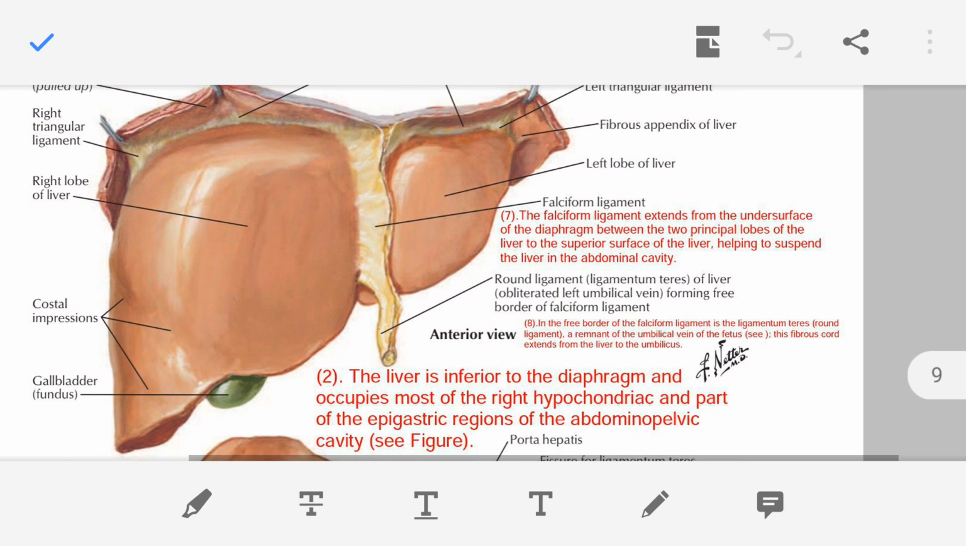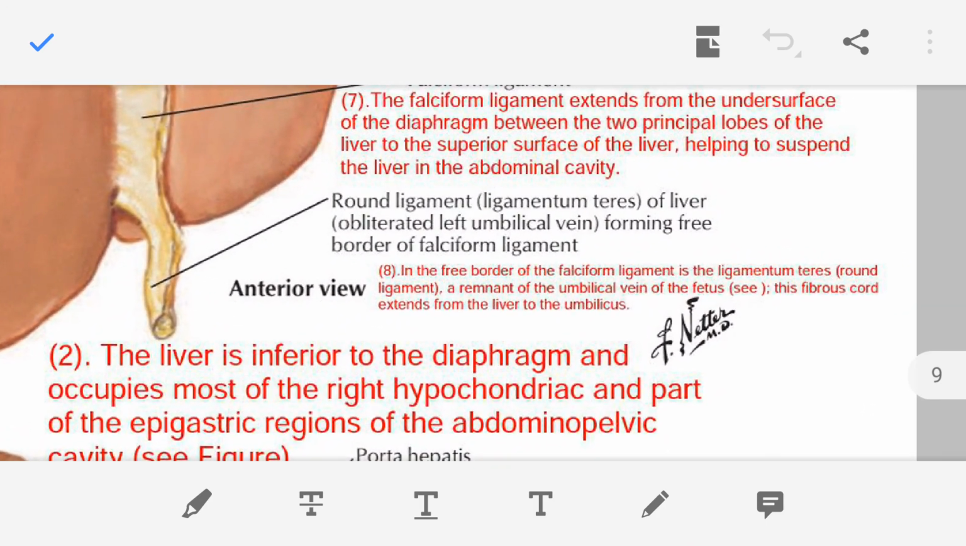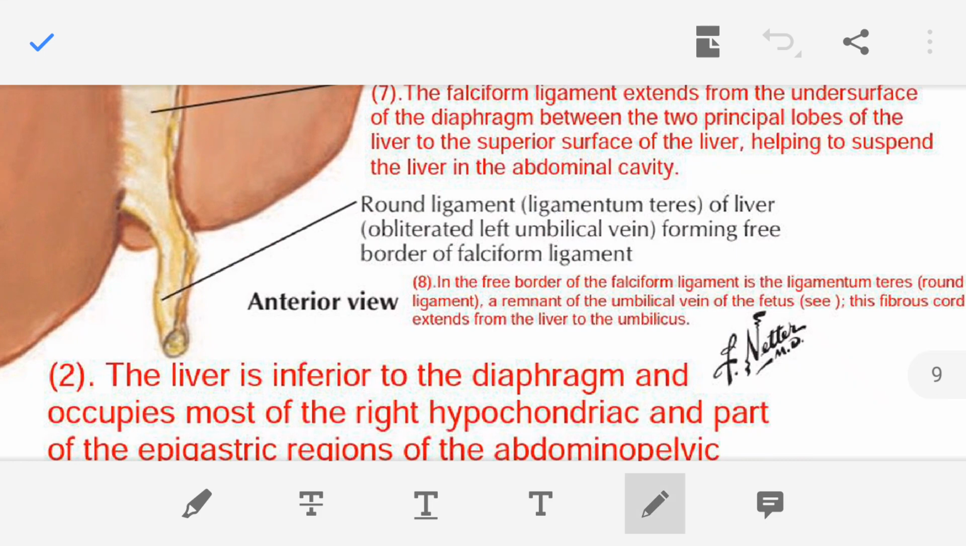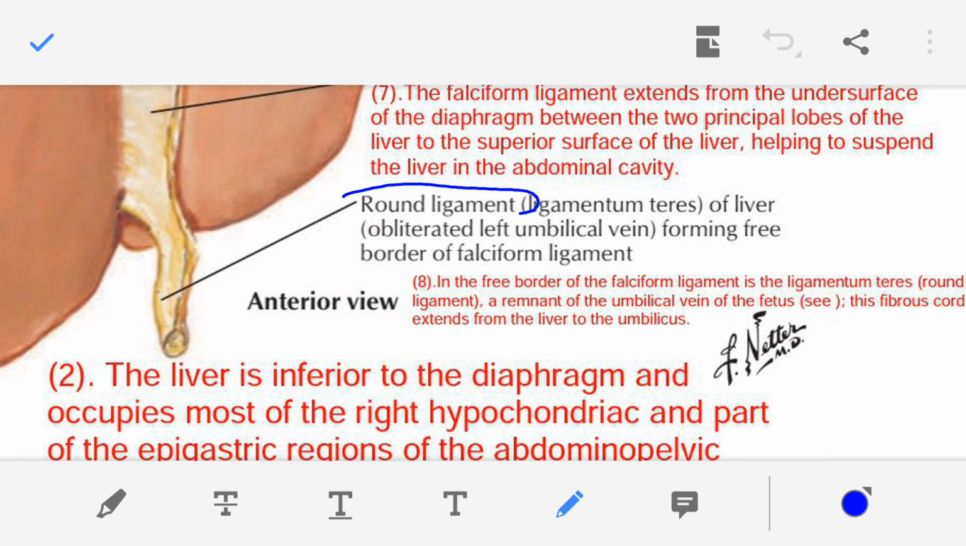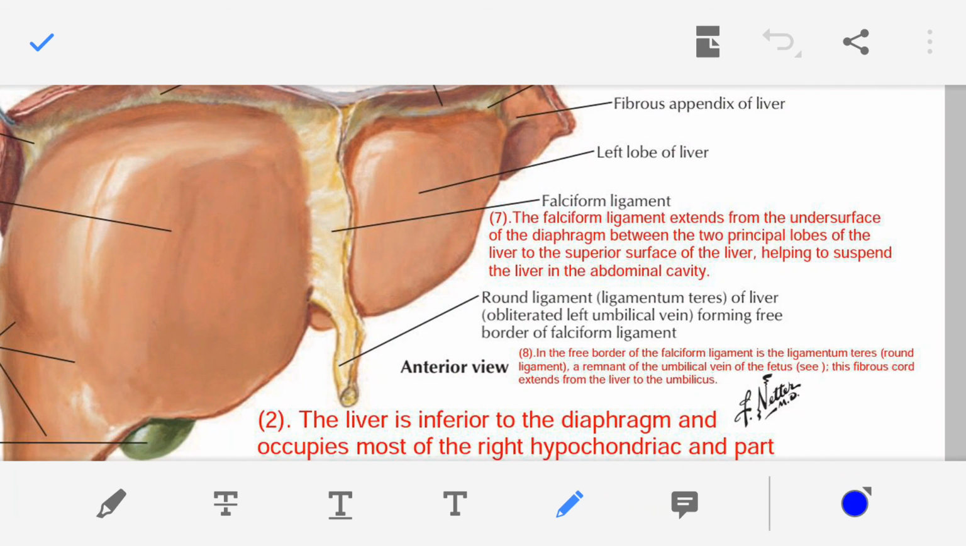Now the eighth point. In the eighth point, we are discussing the round ligament, and this round ligament is also known as the Ligamentum Teres. So here, this is the round ligament.